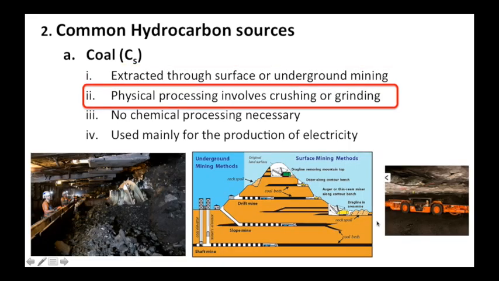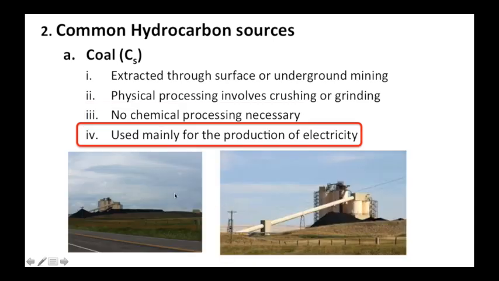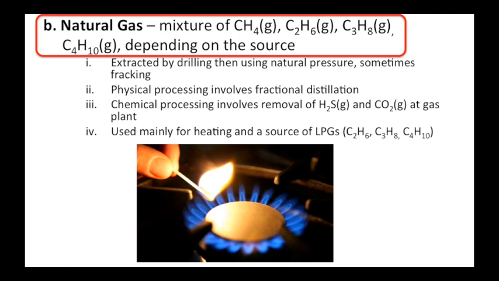Physical processing involves crushing and grinding. We don't need any chemical processes. We just crush it, grind it up, put it on train cars or trucks, and we send it away. And then we burn it in coal-fired generating stations, and then we get electricity. Okay, so that's coal.